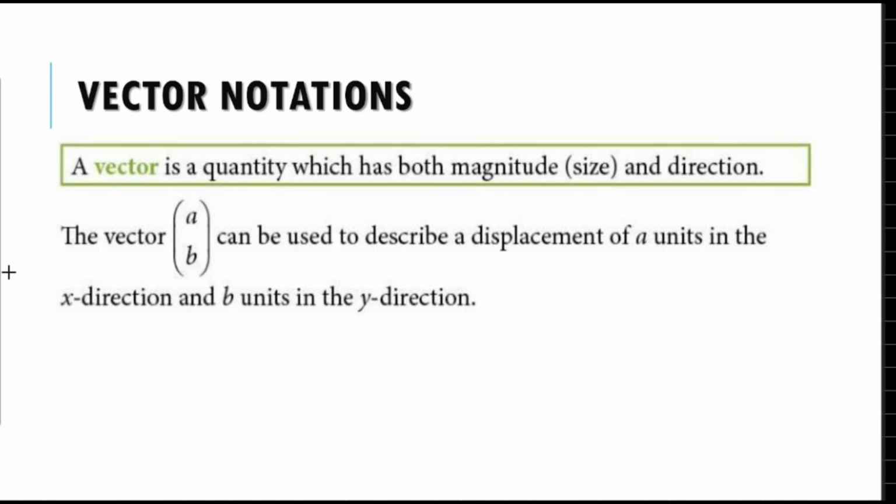Alright, so vector notation. A vector is a quantity which has both magnitude and direction, as we have been saying. Okay, so vector AB can be used to describe a displacement of a units in the x direction and b units in the y direction. So vectors are also described based on the Cartesian plane.